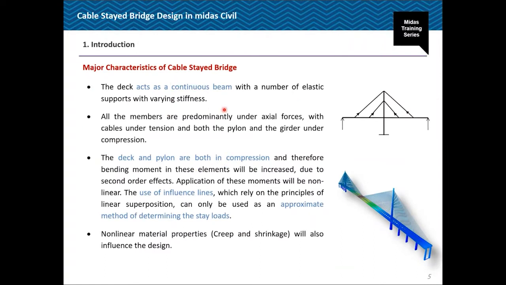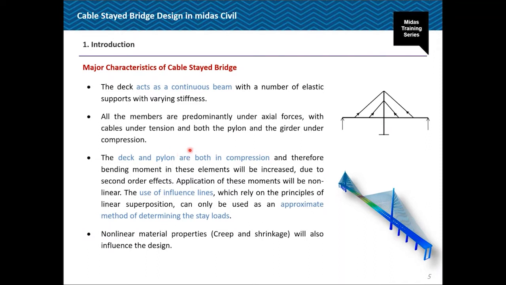The main idea of a cable stay bridge is that it should act like a continuous beam with a number of elastic supports with varying stiffness. This varying stiffness is caused because the lengths of the cables are different at different locations. That means it's a continuous beam sitting on elastic supports with varying stiffnesses, so you can assume it like that. So the behavior would be like a continuous beam.